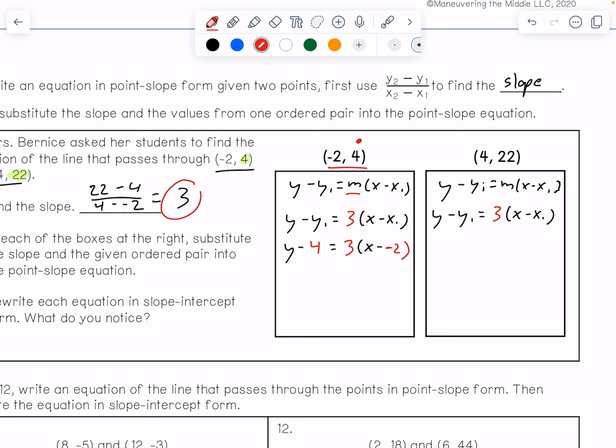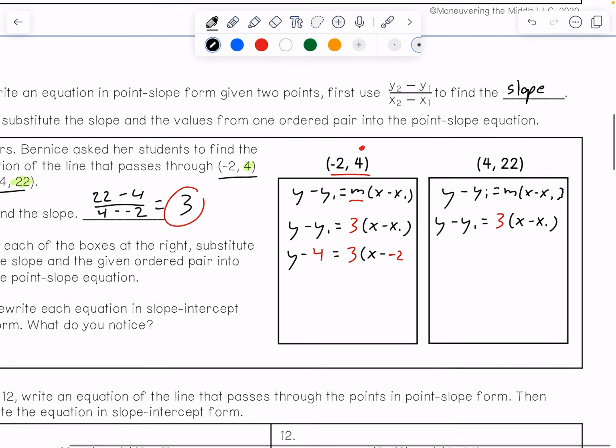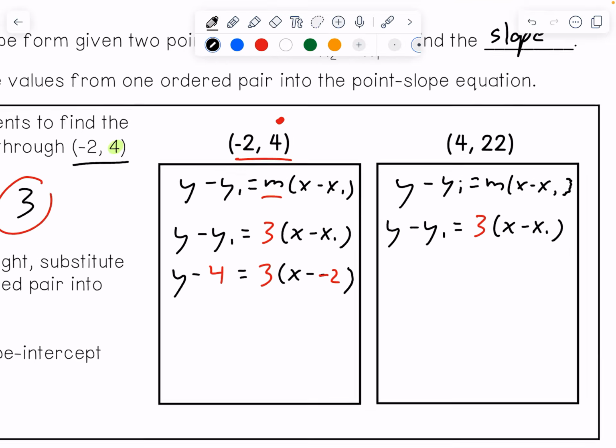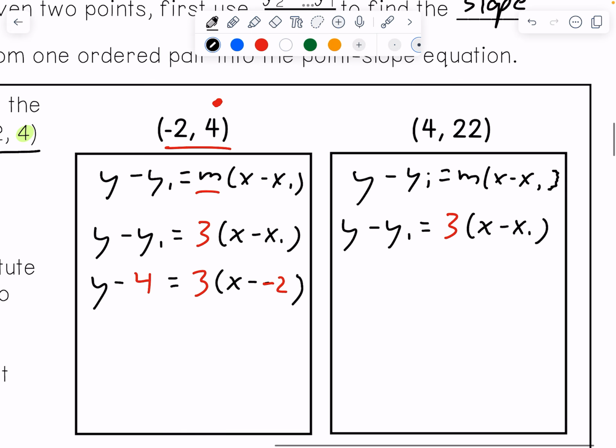Okay? Let me change that last parentheses back. My bad, my bad. There you go. Now let's do the same thing on the back side. So the first y stays the same. This turns into y minus 22 equals 3 stays the same, and then x minus 4.